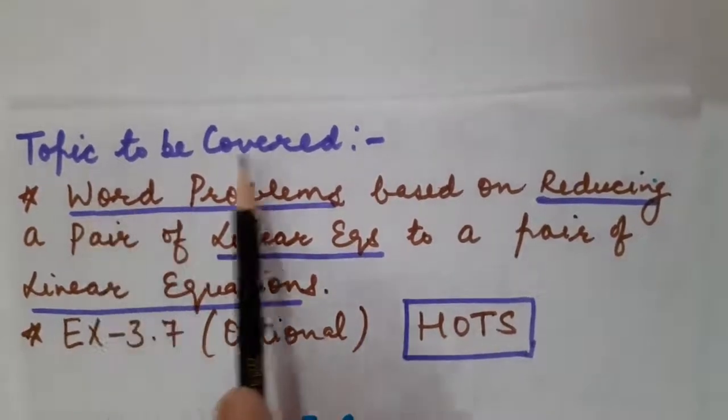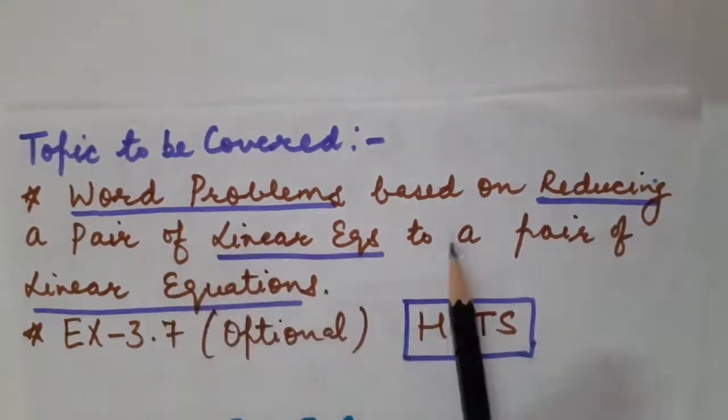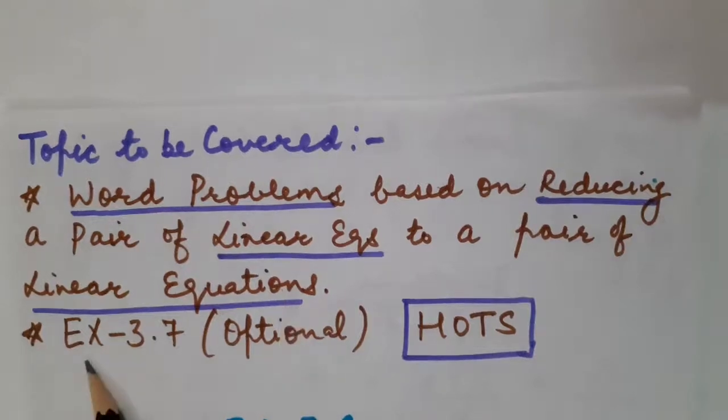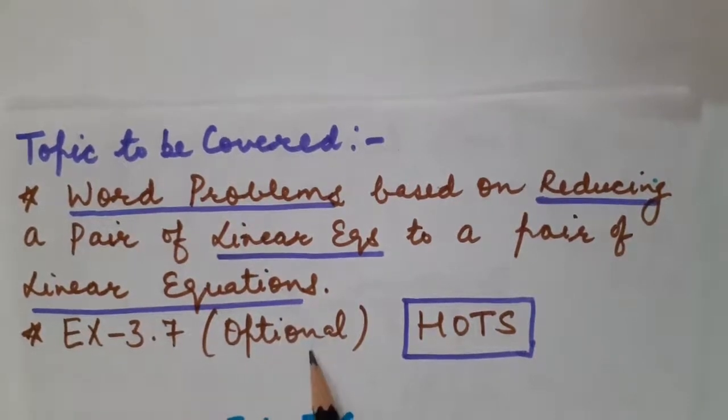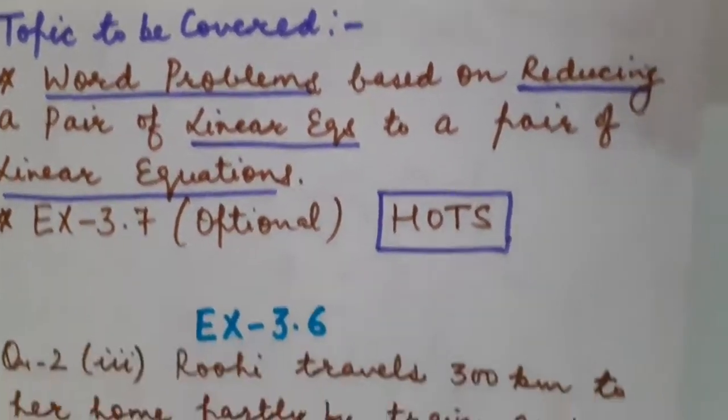So the topics to be covered are word problems based on reducing a pair of linear equations to a pair of linear equations, and exercise 3.7, that is the optional exercise containing all kinds of problems. So let us start, children.